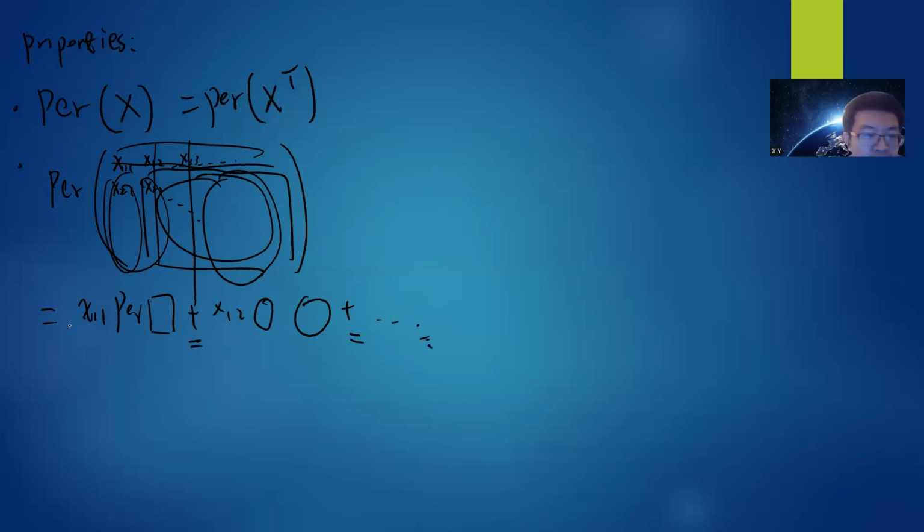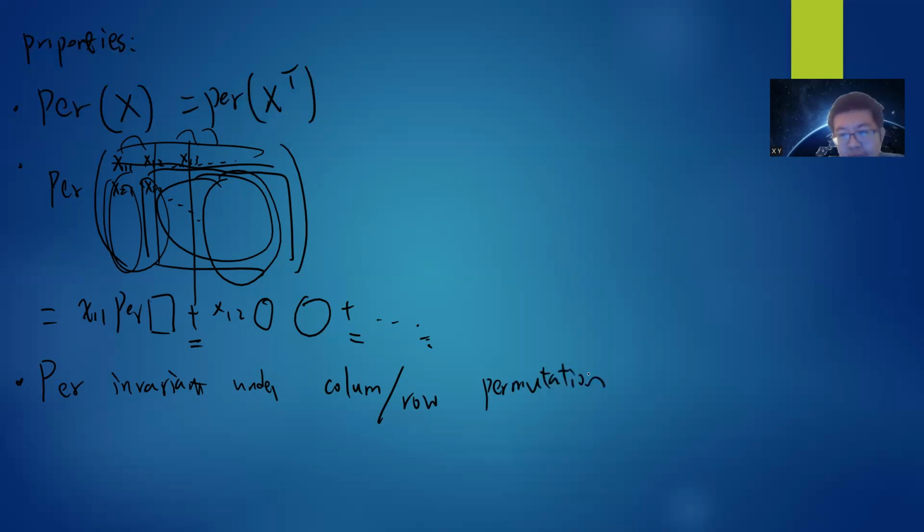The third fact, which is non-trivial but you can easily prove, is that the permanent is invariant under column or row vector permutation. Compared to the determinant, which gets a minus sign, the permanent is invariant under column or row permutation.